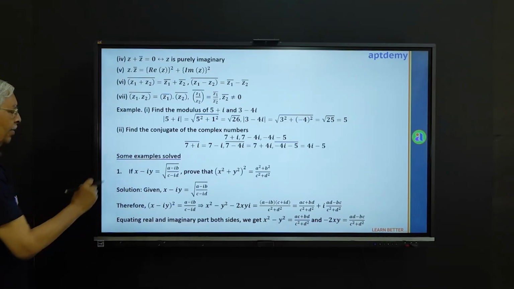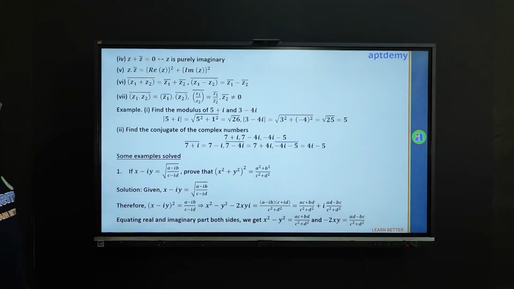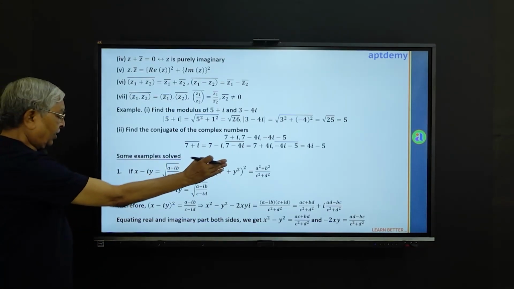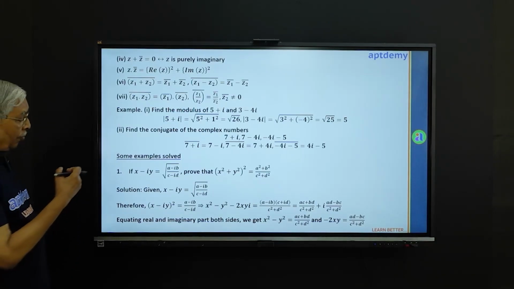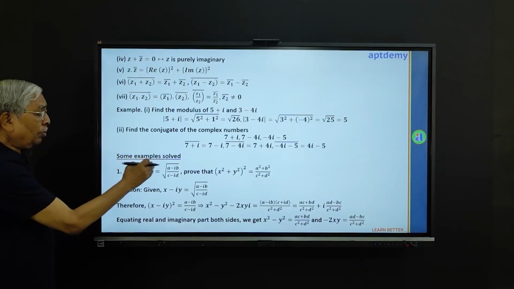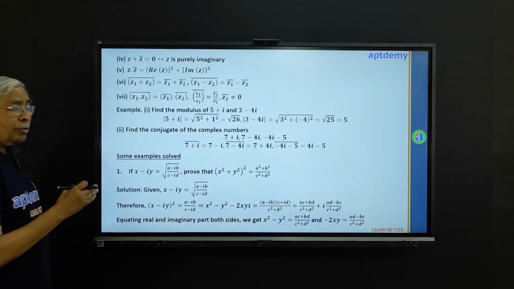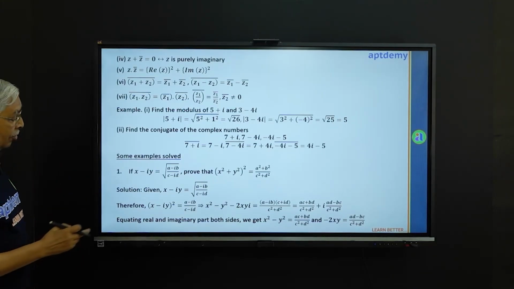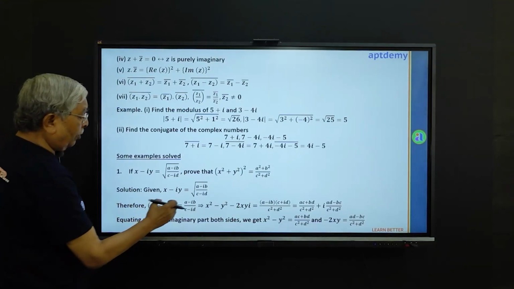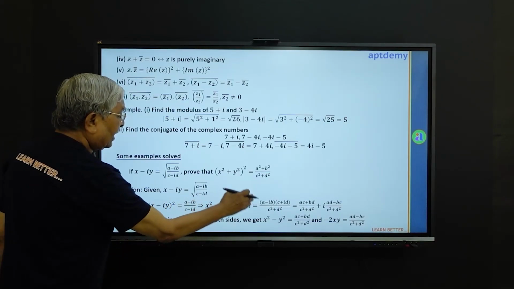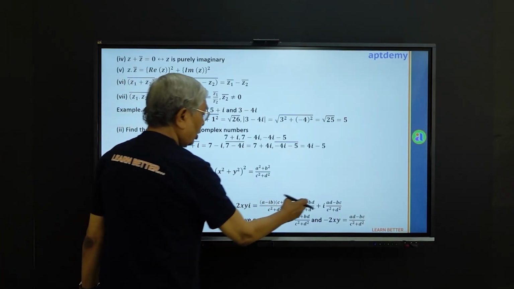Now, I have taken another example. If x minus iy is equal to root over (a minus ib) by (c minus id), prove that this. First to remove the square root, you square both sides. So (x minus iy) whole square equals this. Just like this, you will get this part.